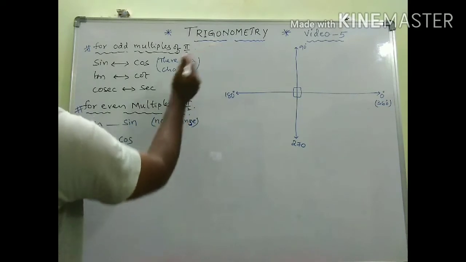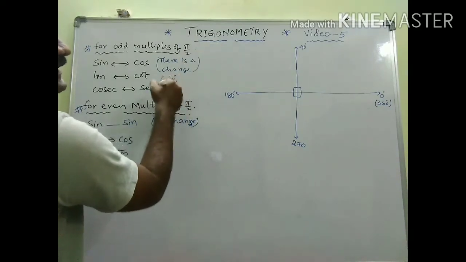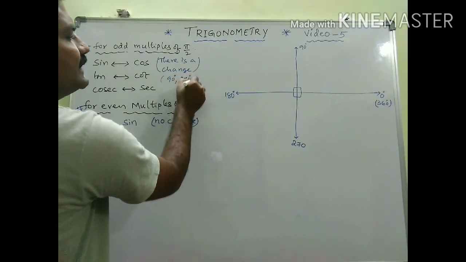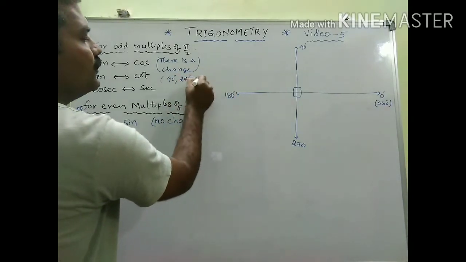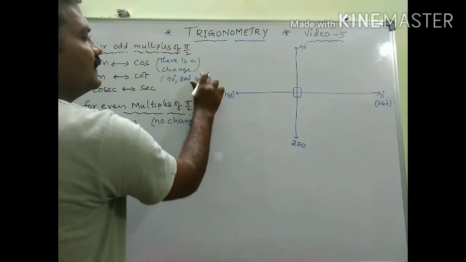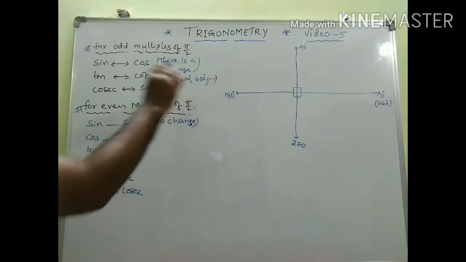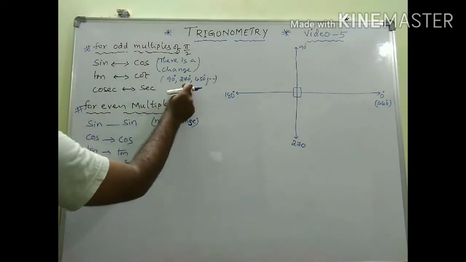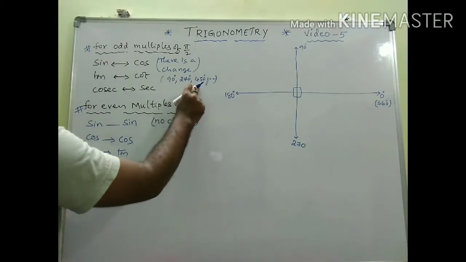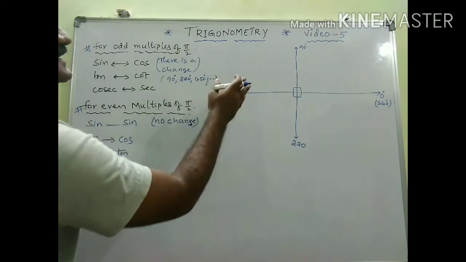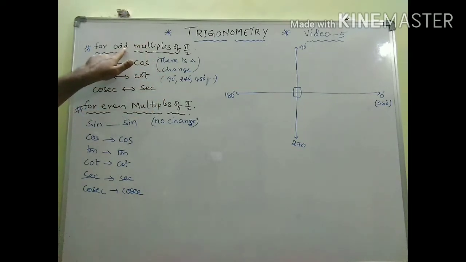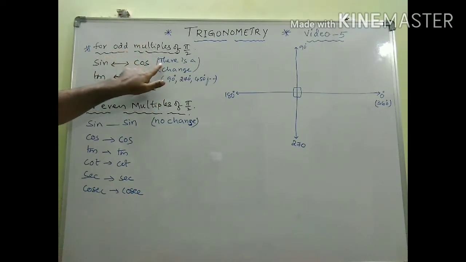Odd multiples of 90 is nothing but 1 into 90, 90. After that, 3 into 90, 270. And then 5 into 90, 450, etc. So these are odd multiples of 90 degrees. At this, 90 plus theta, 90 minus theta, 270 plus theta, 270 minus theta, 450 plus theta and 450 minus theta and so on. Then you should remember that this is an odd multiple of 90, so definitely there is a change in the trigonometric ratio.